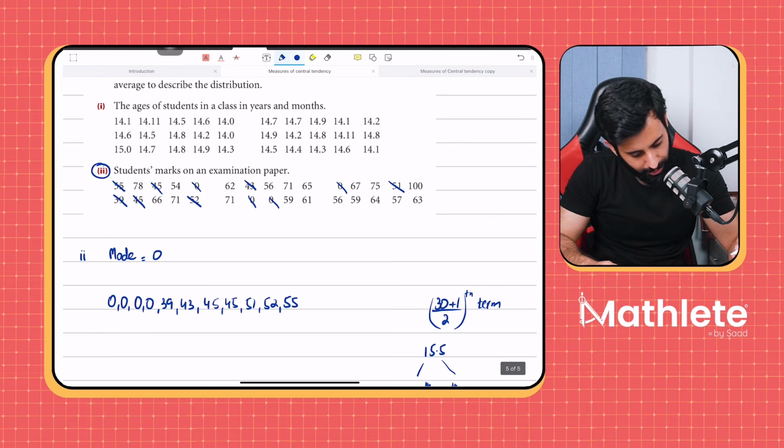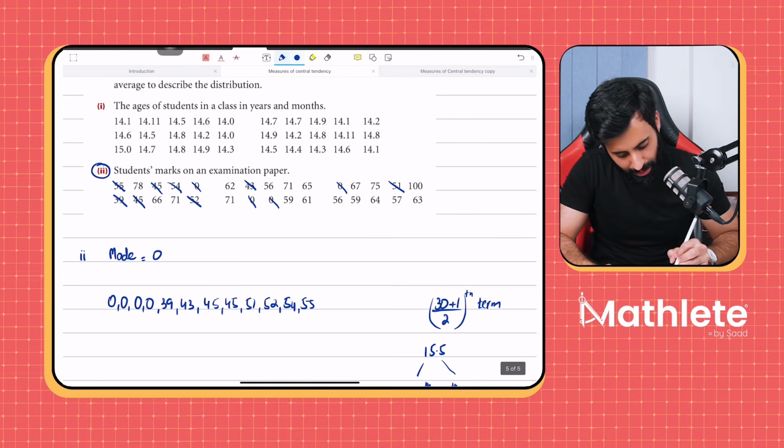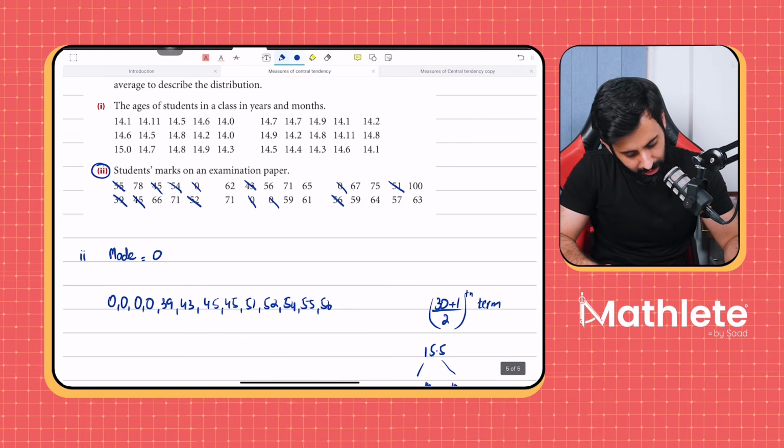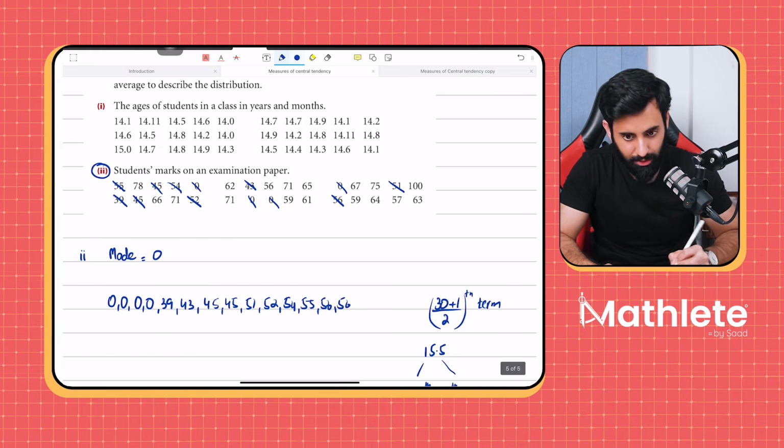54, 54. Oh, yeah, you're right. We have 54 also. 54 and 55. Okay, so let's cross out 54. Then after 55, we have 56. Okay, so let's cross this out. Do we have any more 56? No, I don't think we do. Yeah, we do actually. We have 56 twice.